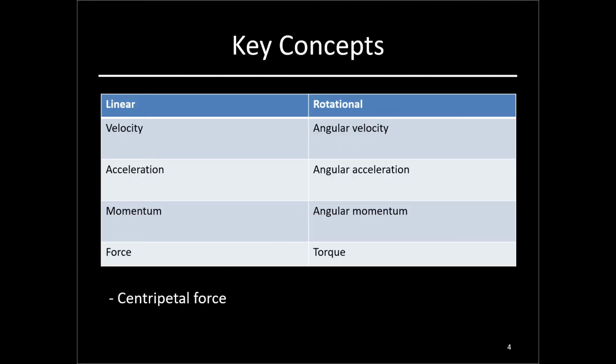This is a table of key concepts. On the left, I have the linear form of that concept and then the rotational equivalent. So the first is velocity, and the rotational equivalent is angular velocity, notated by omega. For angular acceleration, this will be notated by alpha. The equation for linear momentum is mass multiplied by the velocity, and the equation for angular momentum is mass times the velocity times the radius.